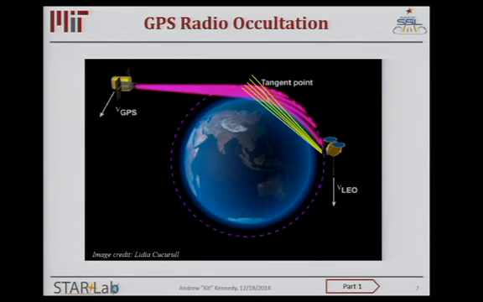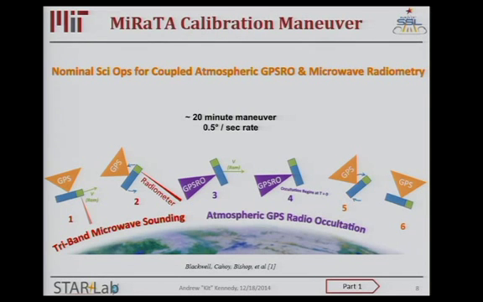So if you have precise timing, which you do because you're getting a GPS fix from your GPS receiver, then you can determine from your spacecraft when you see those signals kind of a refractivity profile through the Earth's atmosphere. And that gives you information about temperature, pressure, volume, that type of thing. And you can use that as calibration for the radiometer instrument. And the way we actually do this calibration on MiRaTA is with this slow pitch-up maneuver.